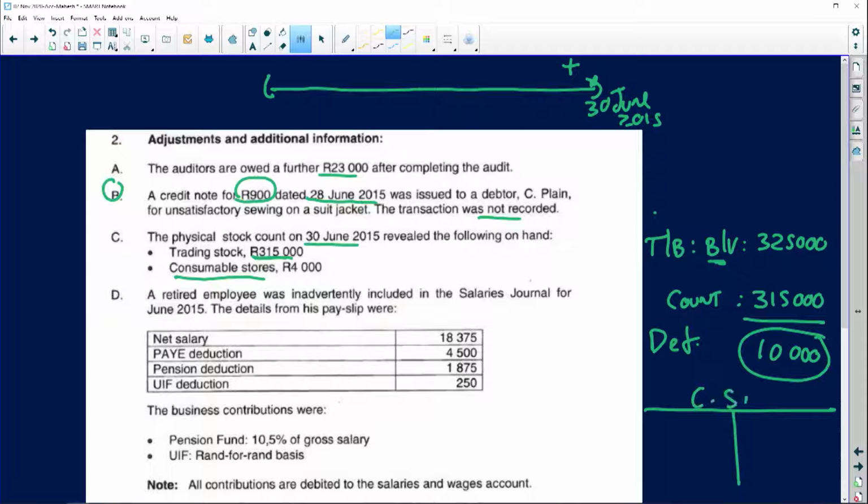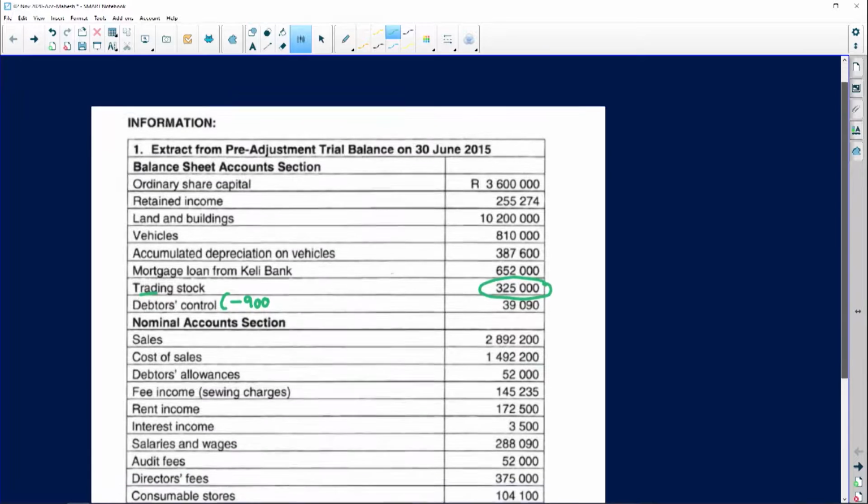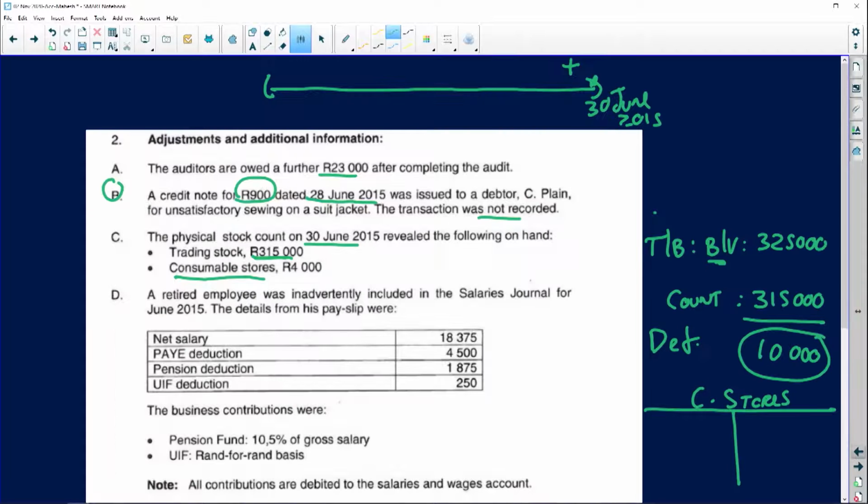So remember, obviously, if we look at your ledger account, consumable stores, I just want to quickly go to the trial balance. And at the moment, your consumable stores is sitting at 104,100. Let me just quickly bring that down. Okay, so at the moment, the expense is 104,100. And obviously, you didn't end up using all the consumable stores.